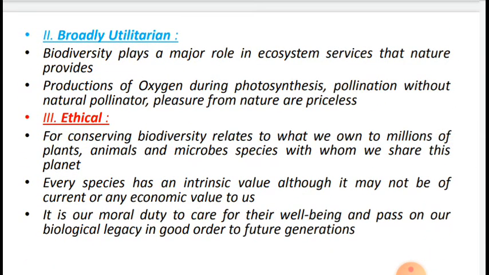Second, broadly utilitarian. Now what does this argument say? It says that biodiversity plays a major role in many ecosystem services that nature provides. If we talk about this in detail, the Amazon forests are known as the lungs of this earth because they provide so much oxygen. The Amazon forest is estimated to produce through photosynthesis 20% of the total oxygen in the earth's atmosphere. So it's a big amount.